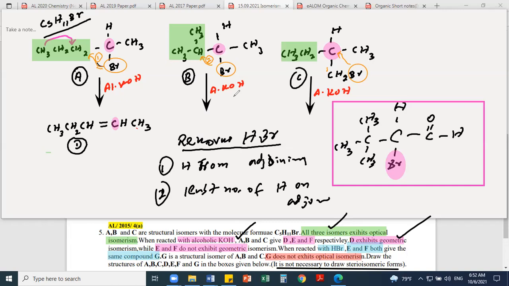Least number of hydrogen. If there are no hydrogen, then it cannot be removed. CH is better than CH2. CH2 is better than CH3. That's what I am telling. When adding HBr, hydrogen is added to the carbon containing the largest number of hydrogen atoms, the most hydrogen-occupied carbon atom. Is that clear? Any questions from this? Is that clear? Your doubt now?